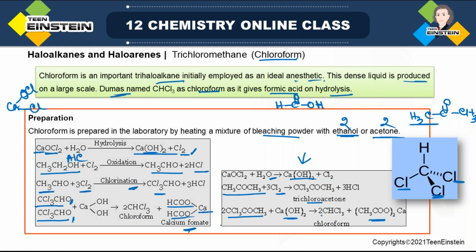So in the previous case, there is formation of calcium formate as a byproduct, and in this case it is calcium acetate. The acetate ion is CH3COO-. So 2 of these ions will be attached to calcium. So here 1 carbon is extra compared to the previous reaction, because in ethanol you have 2 carbons, in acetone you have 3 carbons basically. So 1 carbon will be extra because our desired product is the same in both cases. So in this way, by using these 2 methods, we can prepare chloroform.